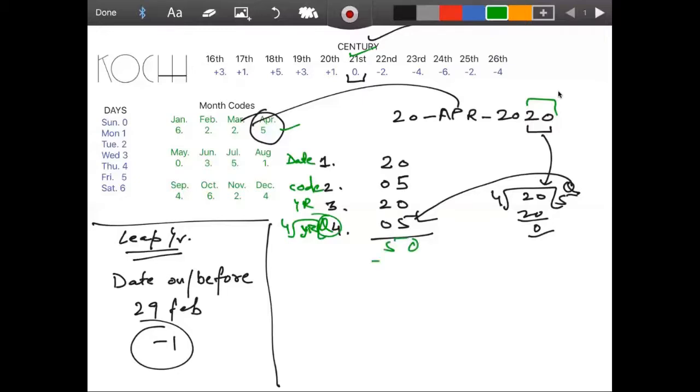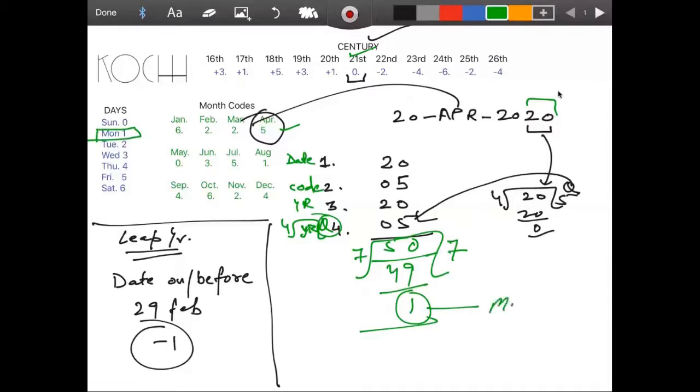So this makes it 50. And the last part is dividing the sum by 7, and we will check the remainder. The remainder is 1. And 1 indicates that today is Monday. So today is Monday, right?